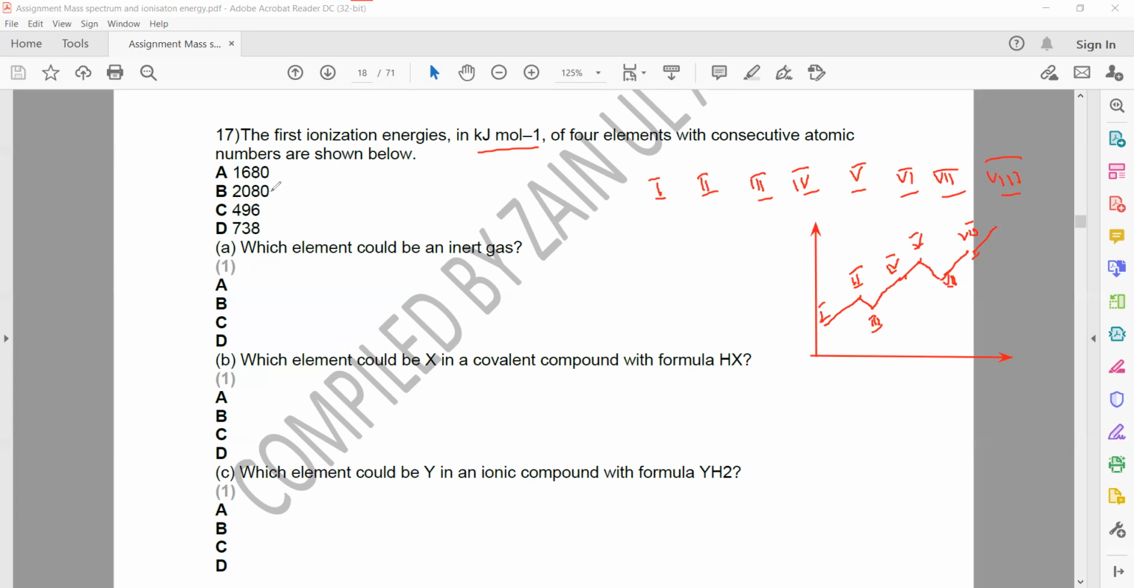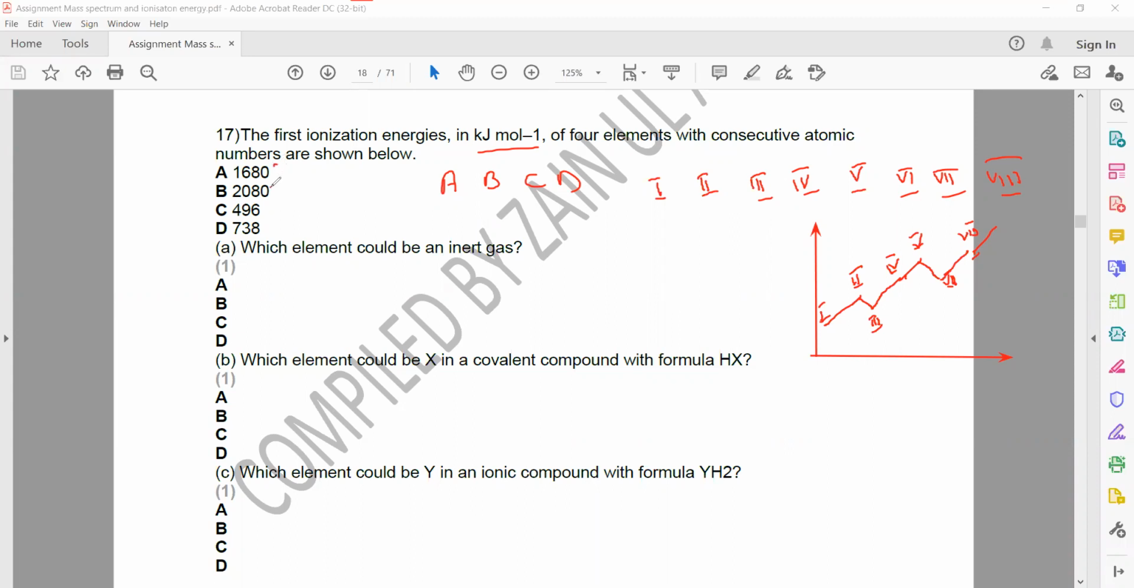So they mentioned these are successive ionization energies, and these are four elements. So A is there, B, then C, and then D. So we have to identify first from this result which group they belong to.